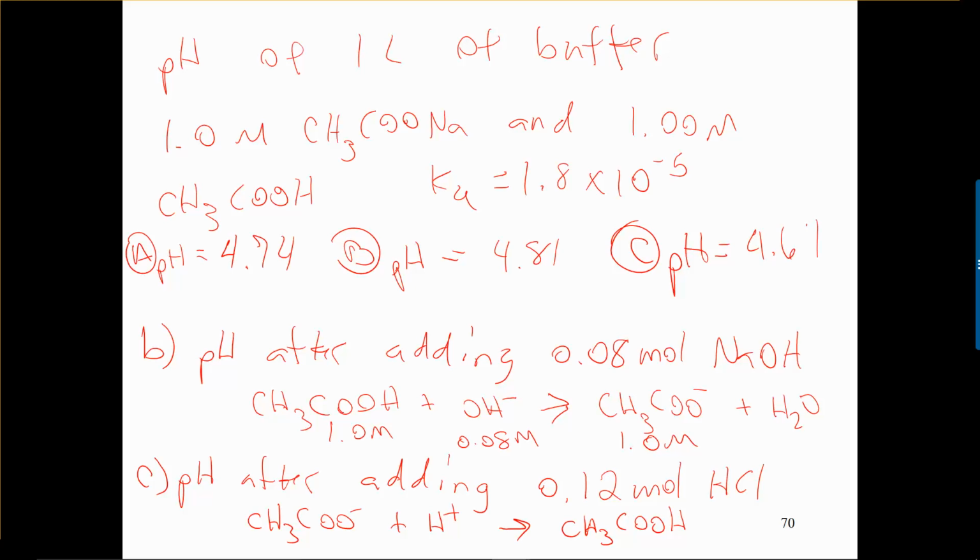Do I still use the 4.74? Yes, you do, because that's your pKa. The Ka is 1.8 times 10 to the negative 5. If I take the negative log of that, it gives me 4.74. The reason the negative log of that is 4.74 and the pH is 4.74 is because these concentrations are equal. The ratio is 1 over 1, which is 1. The log of 1 is 0, so pH equals 4.74 in that case. Okay? Thank you.